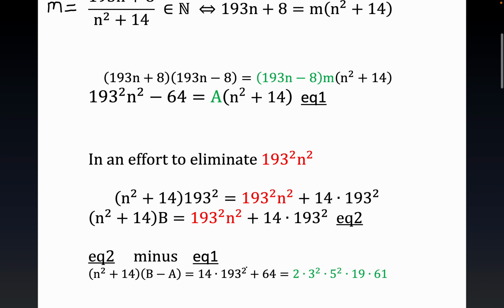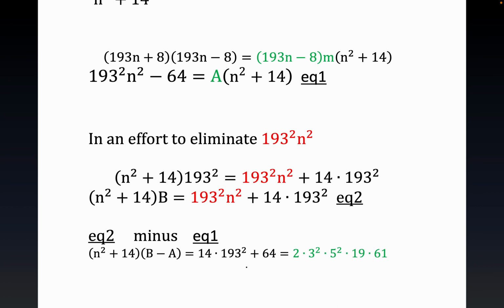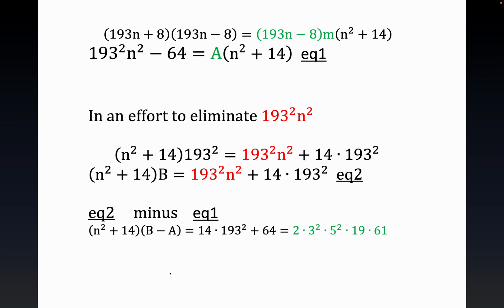So we have two equations here, and notice that if we subtract them from each other, we do eliminate this. You can do it in any order, but I thought this was most convenient. But notice we get this expression n squared plus 14 times the quantity b minus a. We don't have to worry much about the value of b minus a, it turns out. But what we can notice here is that for this equation to hold, n squared plus 14 is going to have to equal divisors of this prime factorization.